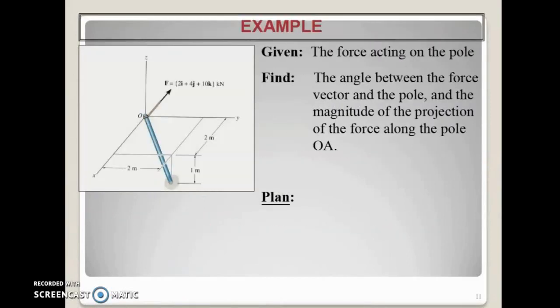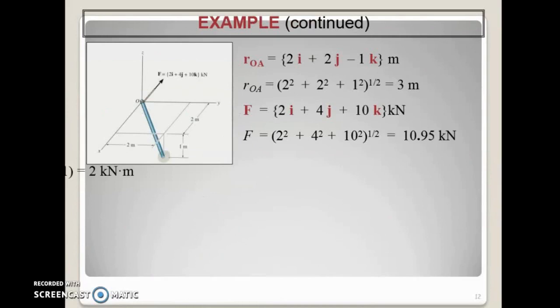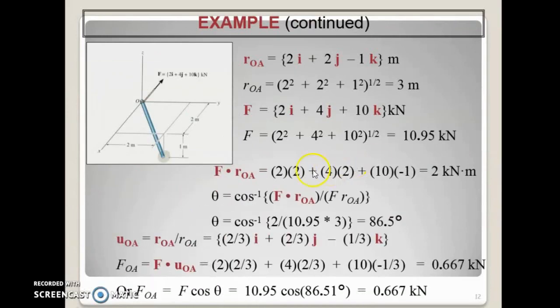Let's go to the slide again. Okay, the same thing. If you want to do the multiplication of the dot product, you do it like this: 2 with 2, 2 with 4 for j, and then 1 with negative 1 with 10. So you will get the scalar magnitude of F dot ROA is 2 kilonewton meter.